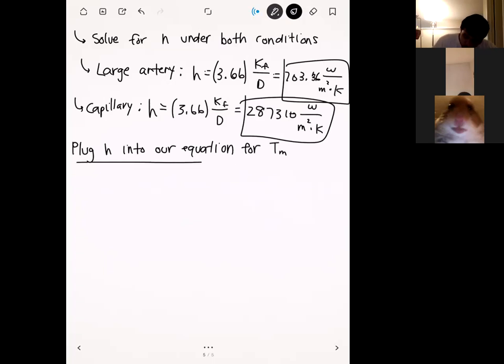Okay. Because remember, what we want for this problem is to solve for the length that's required in order to make the temperatures up to 5% of the vessel temperature, right? And so the way that we're going to get that length is we're going to get it from our equation for Tm of x. Okay.